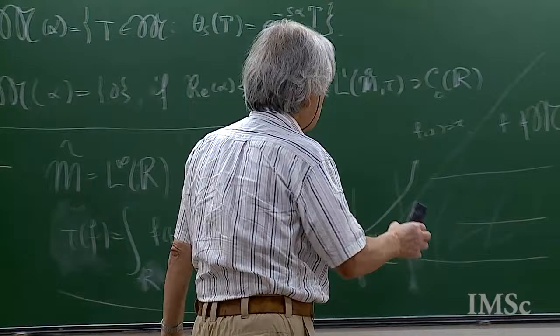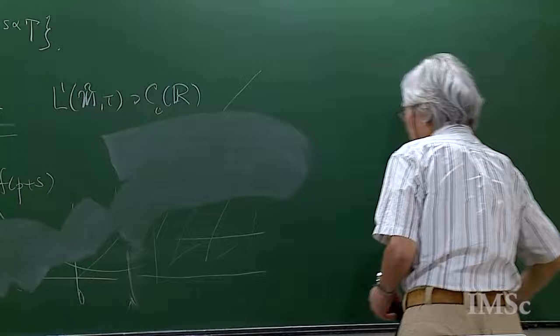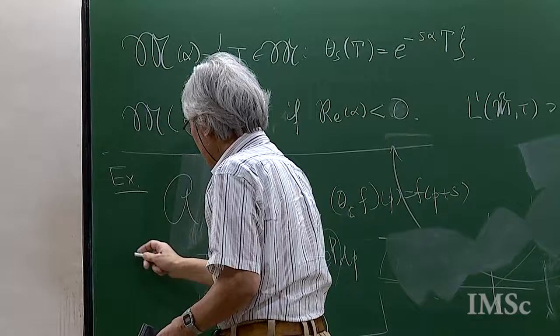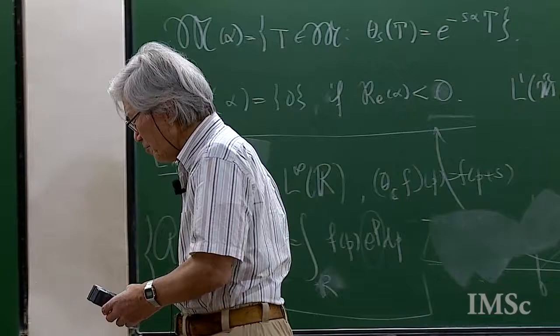Now let's keep this one, since I will use it very many times. This will be A, with R, tau, and theta. This is an example, and it will pop up repeatedly.